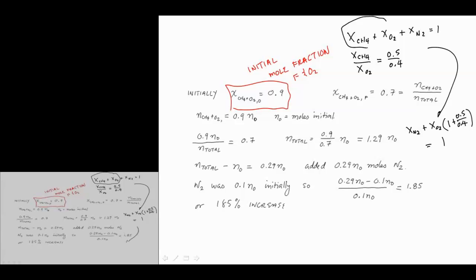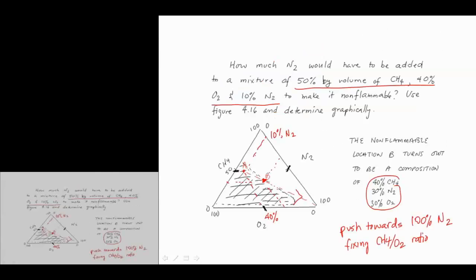So this says that, I'm going to write it like this, XO2 is equal to 1 minus XN2 over 1 plus 0.5 divided by 0.4. So this, in some sense, is my sanity check. So I could have gone over here and said, okay, pick an XN2 value, whatever it is, say XN2 is 0.5.